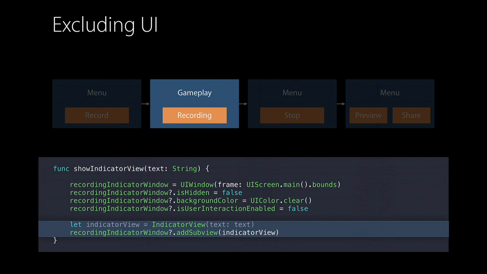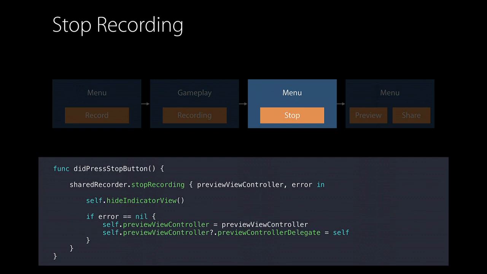So we have an indicator view. I'm going to instantiate an instance of that indicator view and simply add it as a subview to the window I created above. Now that indicator view is on screen, and we know we're recording. When we're done recording, we press the Stop Record button.